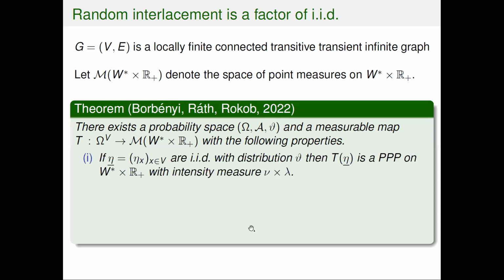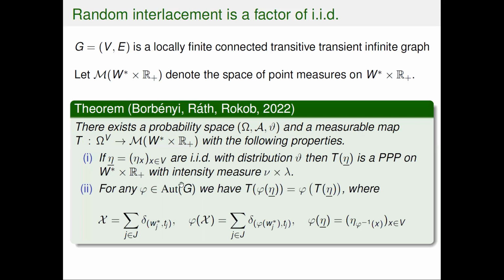And then there are two things, namely, if you plug in as an input i.i.d. input, these etas, so there's i.i.d. input on all vertices of V, and I put together from it this collection eta, and these are i.i.d. with distribution nu, then what my algorithm or what my T spits out is a point process. It's an interlacement point process. So it's a Poisson point process on the space of doubly infinite trajectories with the required intensity measure. So it's an interlacement point process.